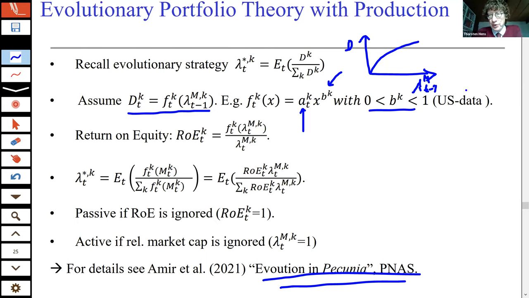So this was a good fit for the US data, and for most assets, the coefficient was something like 0.8, if I remember correctly. So not much of a curved function, actually.